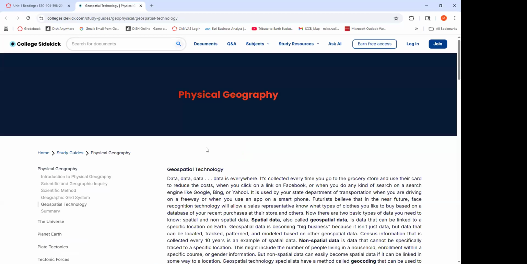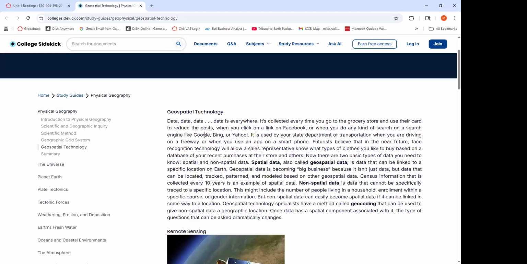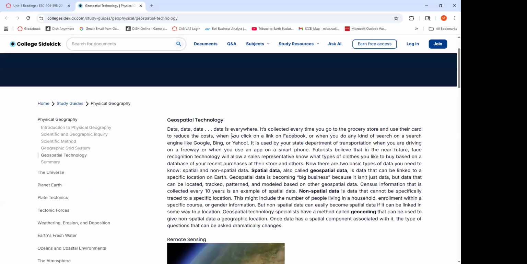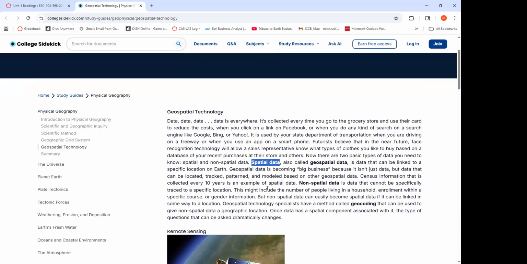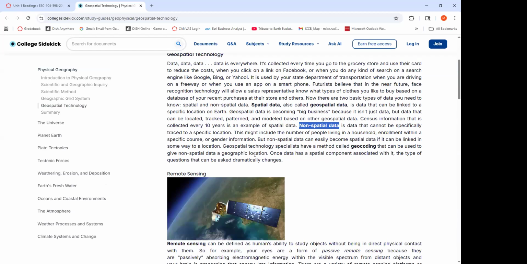The last concept that I'll talk about in this set is being very familiar that the data that we collect from digital sources is called spatial data. Your cell phones generate them as you're moving. Spatial data is data that is tied to a location. Non-spatial data is often data like in a spreadsheet that is not tied to a location.